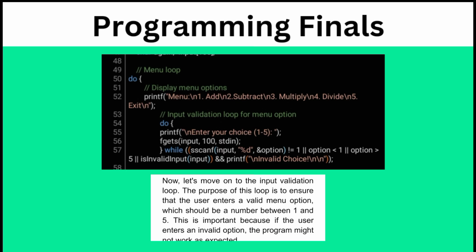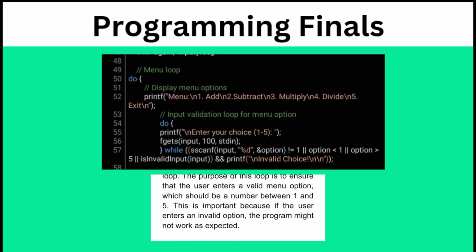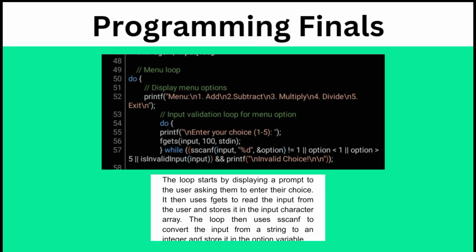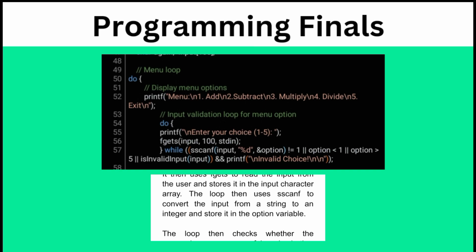The purpose of this loop is to ensure that the user enters a valid menu option, which should be a number between 1 and 5. This is important because if the user enters an invalid option, the program might not work as expected. The loop starts by displaying a prompt to the user asking them to enter their choice. It then uses fgets to read the input from the user and stores it in the input character array. The loop then uses sscanf to convert the input from a string to an integer and store it in the option variable.